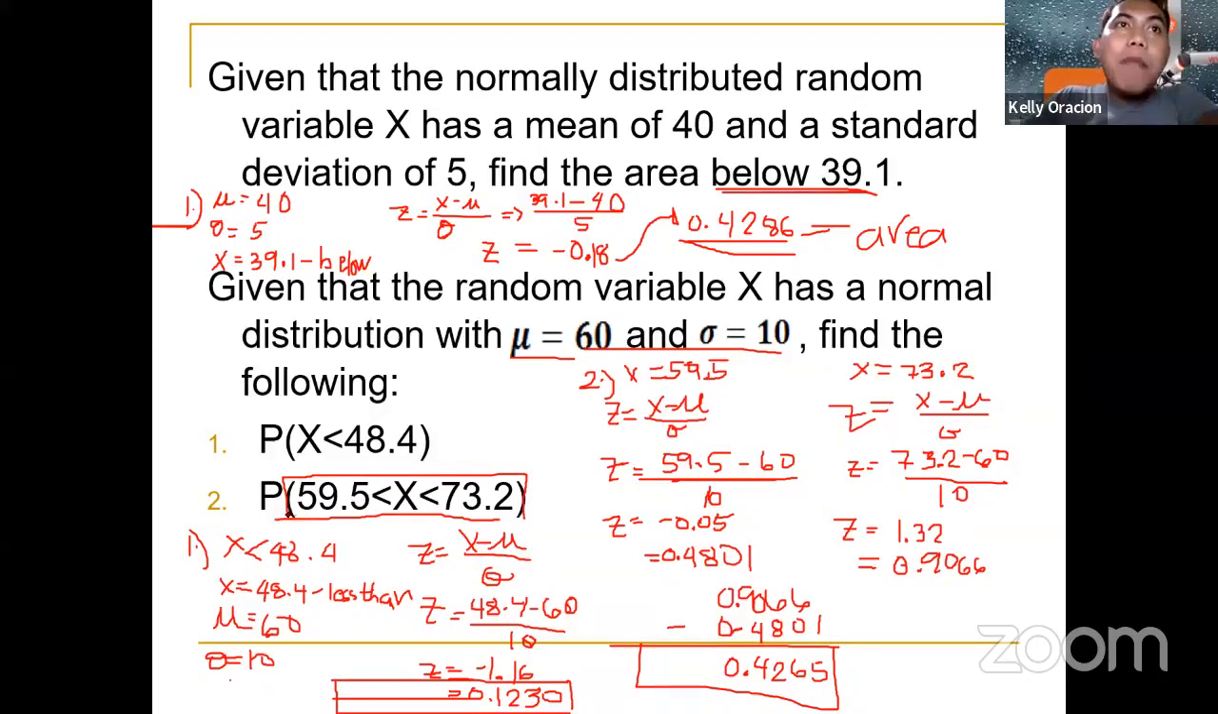Again, class, when reading this, you read first the one in the middle, the x. X is greater than 59.5 but less than 73.2. Sir, how come it became greater than when the symbol is less than? It is read as greater than because you read x first. So x is greater than 59.5 but less than 73.2. Given the mean is 60 and the variance is 10, we have 42.65 percent. That is the probability.